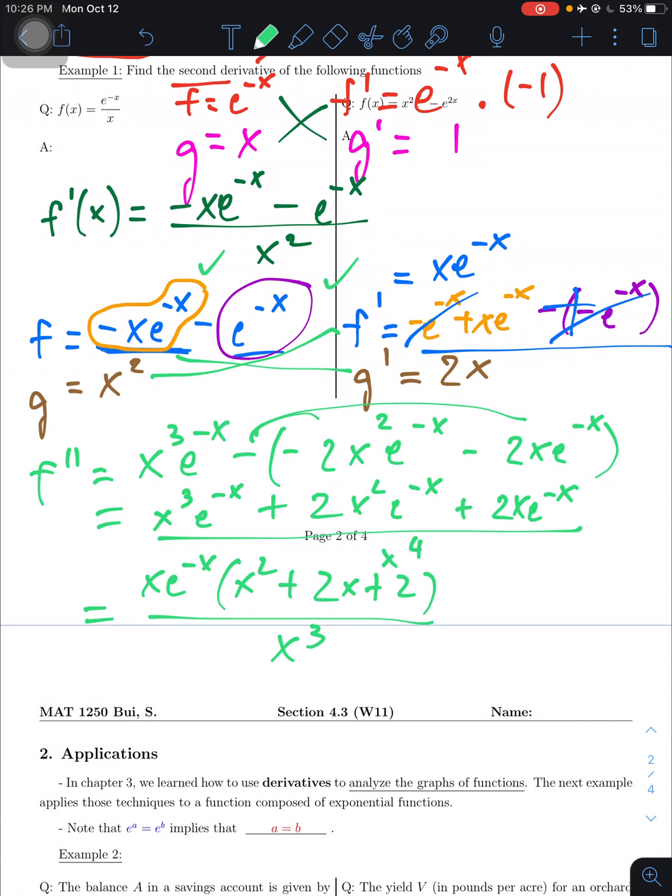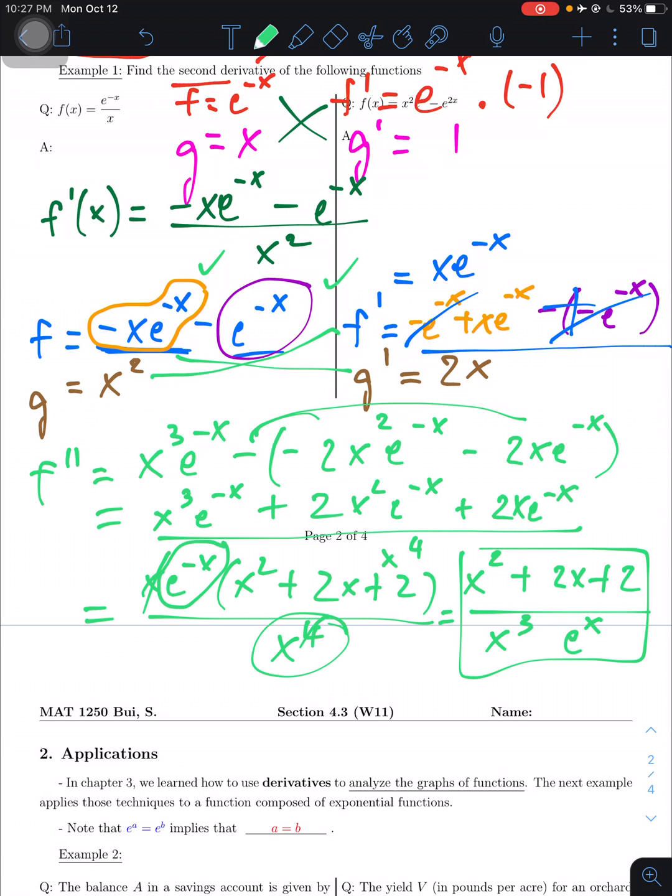Okay, so what we're going to do is cancel the x in here with the power, and at the same time we're going to rewrite the e to the negative x because it has a negative power, so it belongs to the bottom. And then the new power for the x to the fourth in here cancels one of the x's, so it's just x to the third, or x cubed. So then the new top in here will be x squared plus 2x plus 2, and this is the final answer for the second derivative.